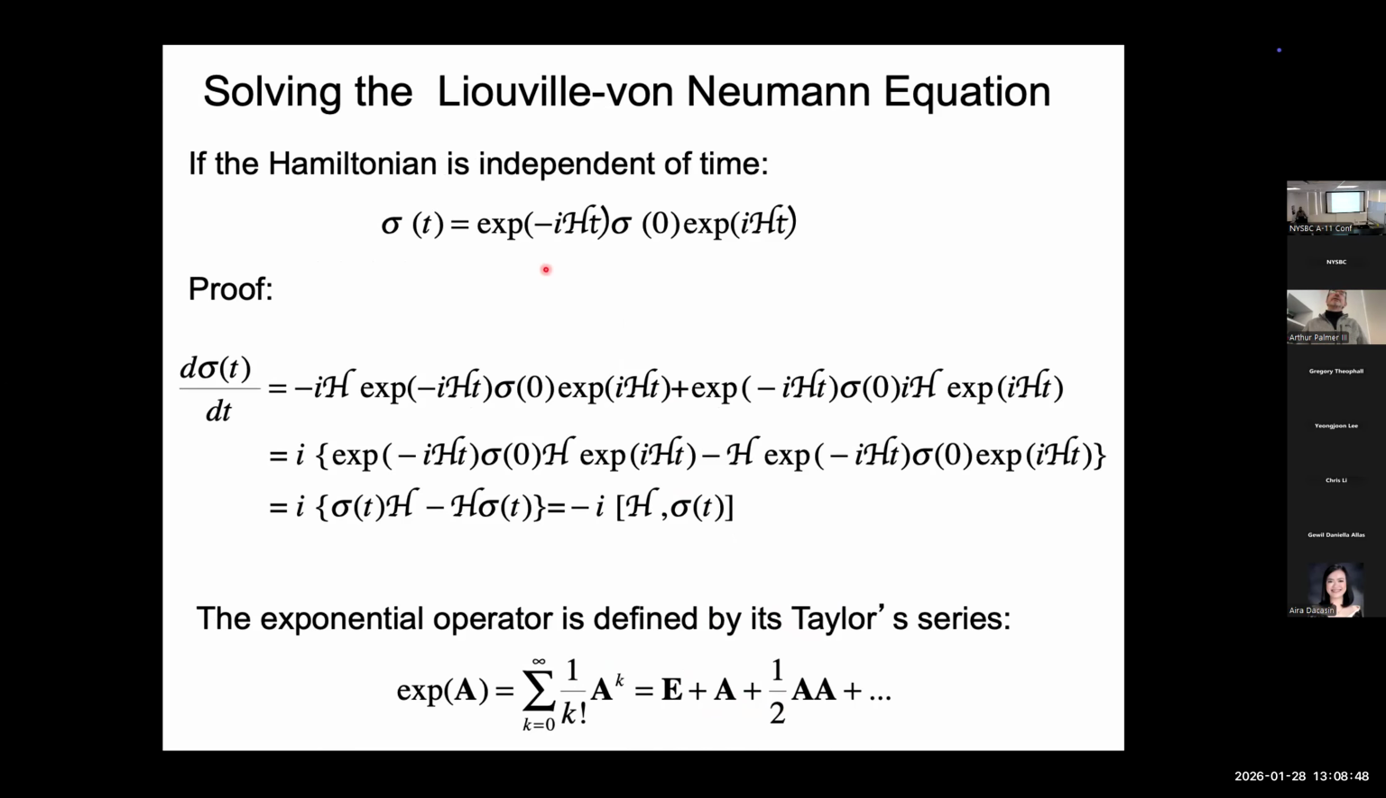And then, just like there was the solution to the Schrodinger equation, if the Hamiltonian is time independent, we have the solution for the density operator when the Hamiltonian is time independent. And that's given by this kind of sandwich where we have the exponential of minus i Ht acting on the density operator at time 0, and then e to the plus i Ht acting on the density operator.